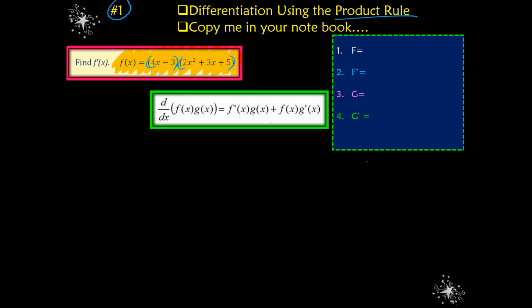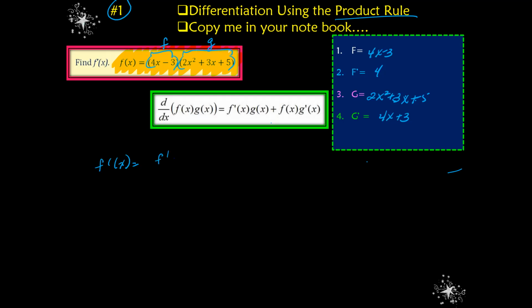You need f, f prime, g, g prime. So I'm just going to say that the first one is going to be f, the second one is going to be g. So f is going to be 4x minus 3, f prime is going to be the derivative of this, so it's just 4. g is going to be 2x squared plus 3x plus 5. So g prime is 4x plus 3. Now that I have these 4 pieces, I can now complete my f prime of x with the product rule.